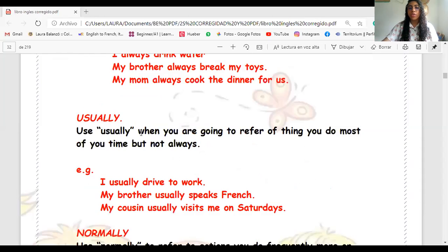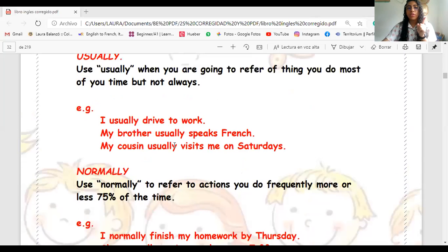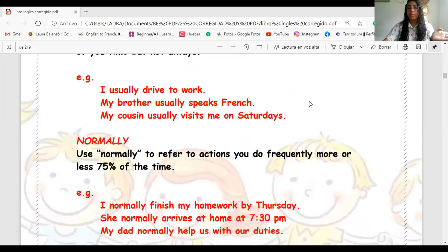Usually, we use usually when you are going to refer to a thing you do most of your time, but not always. I usually drive to work. My brother usually speaks French. My cousin usually visits me on Saturdays. Right? Usualmente, we use usually para referirnos a cosas que hagamos casi todo el tiempo, pero no siempre. For example, my cousin usually visits me on Saturdays. Mi prima me visita casi todos los sábados.